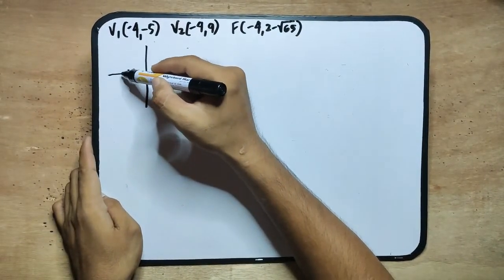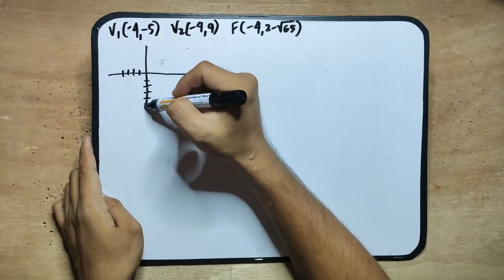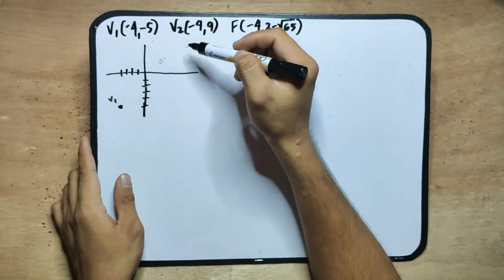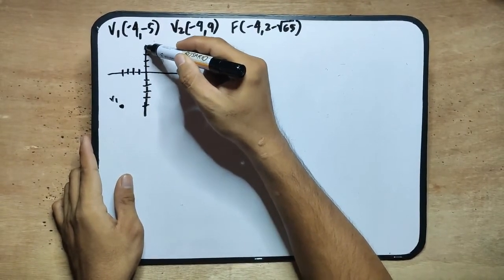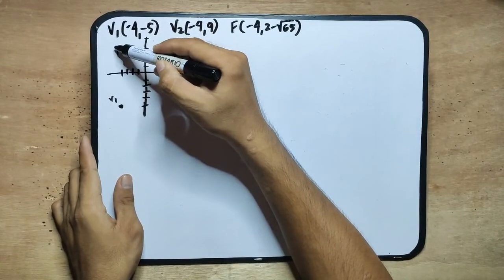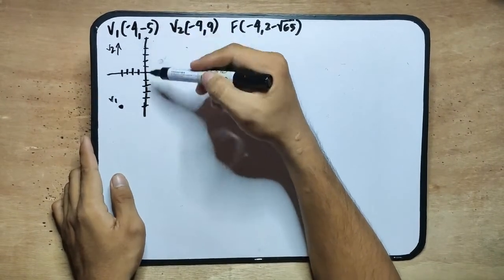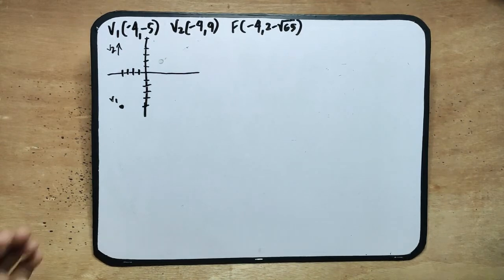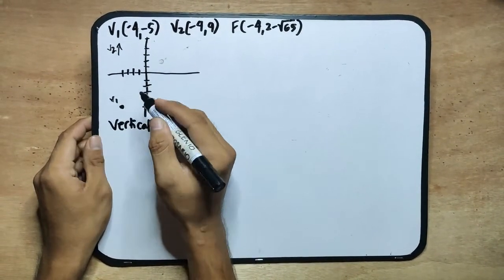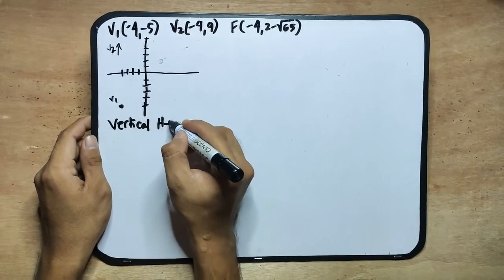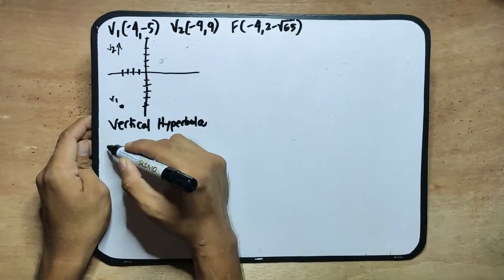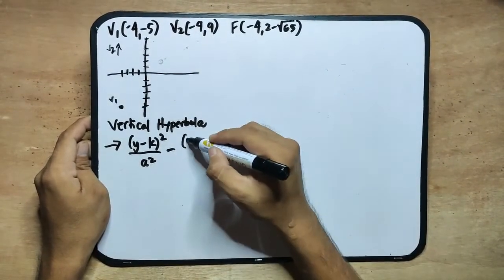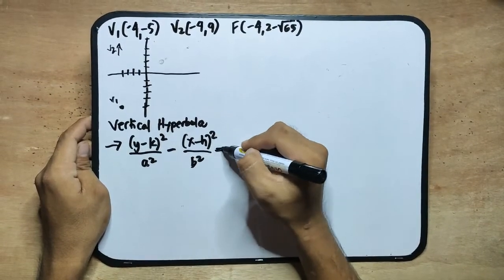So if we plot the vertices in the Cartesian plane, where is (-4, -5)? If x is -4, y will be -5, so here is our V sub 1. And our V sub 2 is, if x is -4, y is positive 9, so 1, 2, 3, 4, definitely here is our V sub 2 at the top. Since our vertices are vertically aligned, this is a vertical hyperbola. So it takes the form (y - k)² over a² minus (x - h)² over b² is equal to 1.